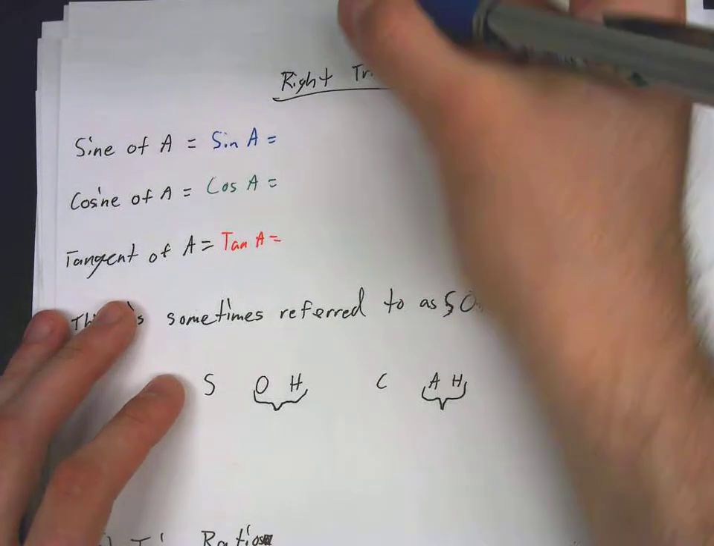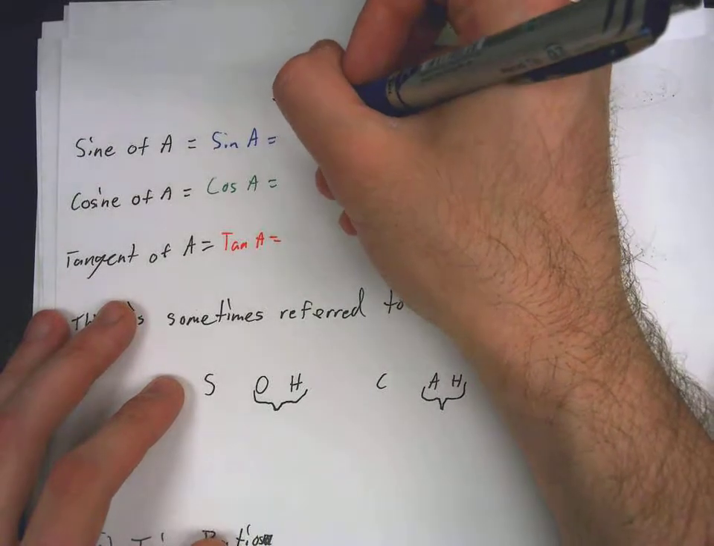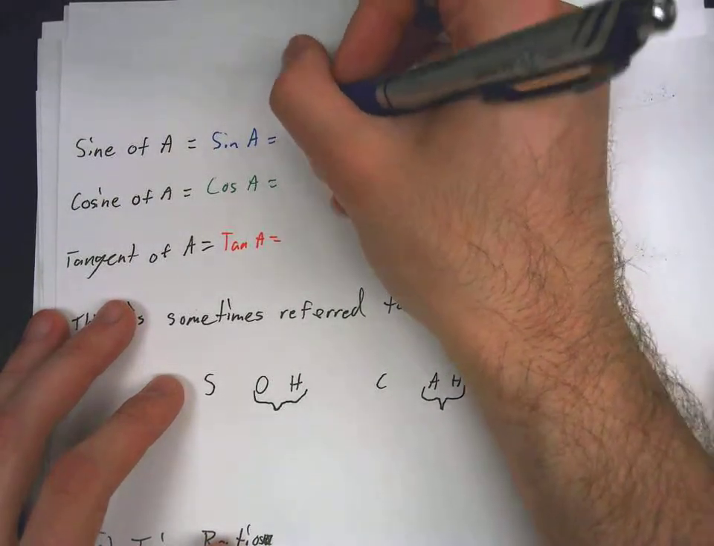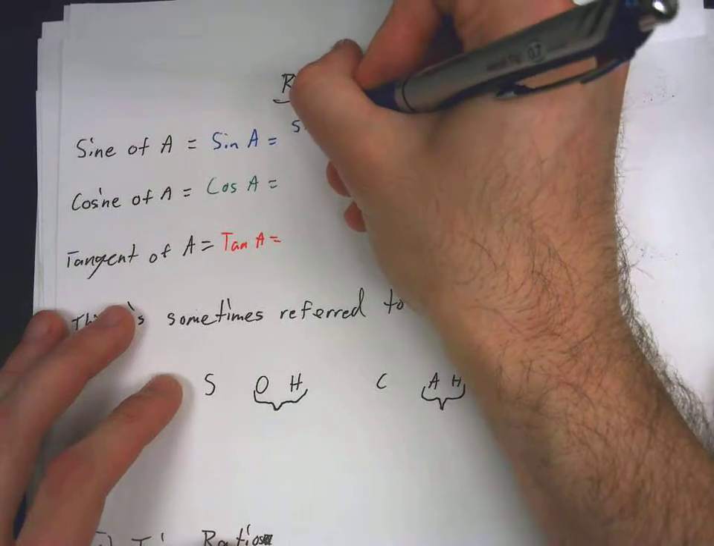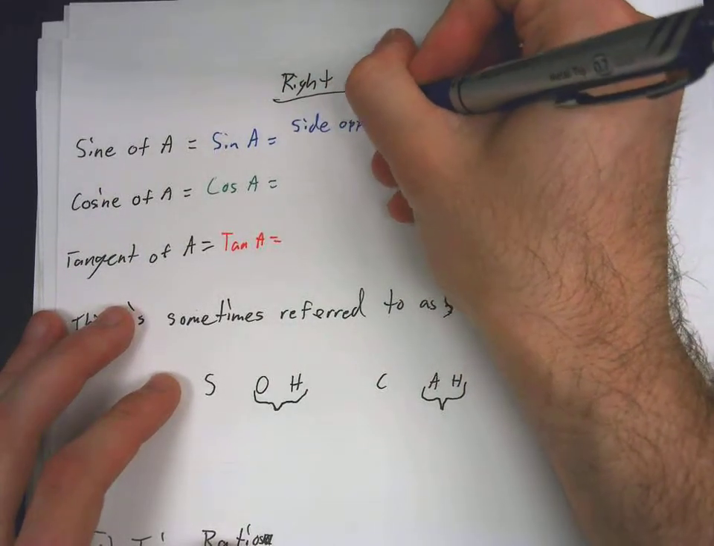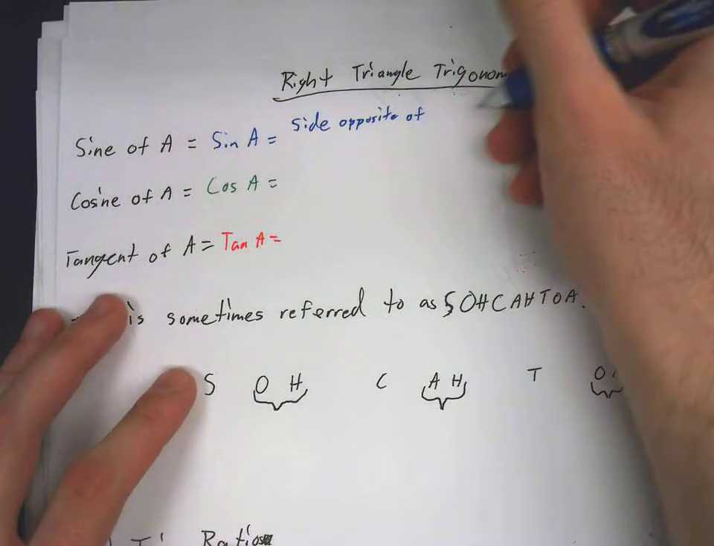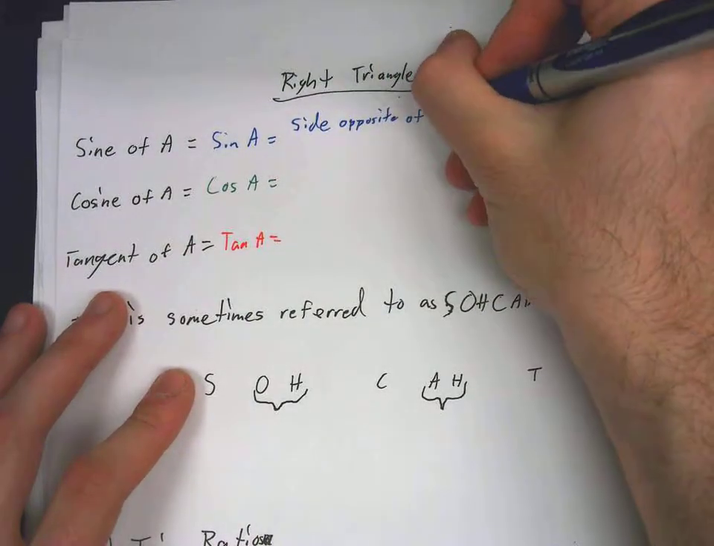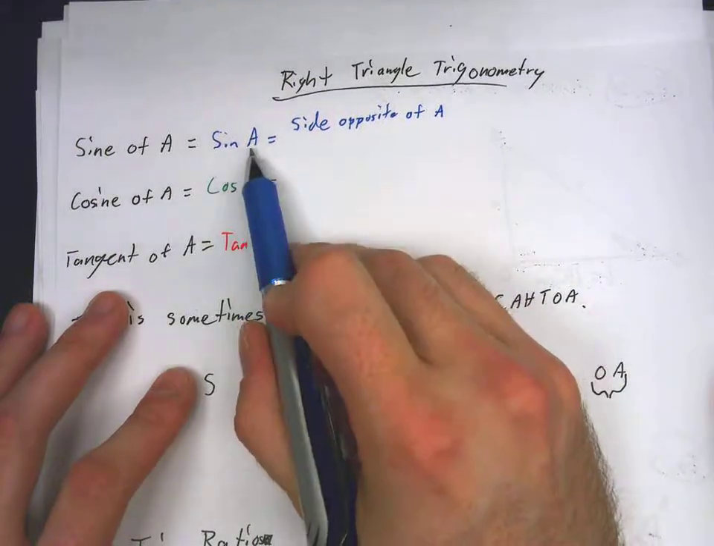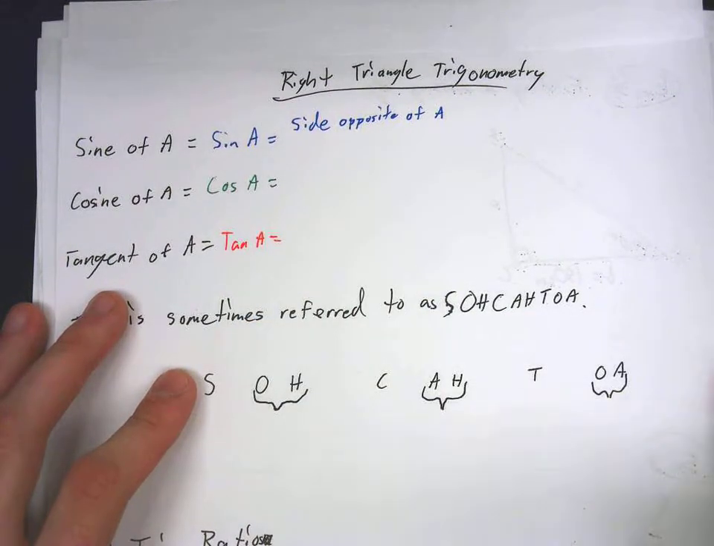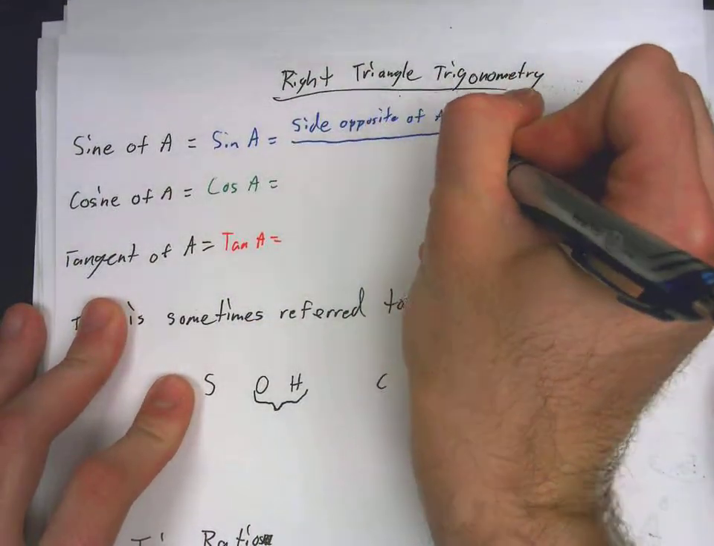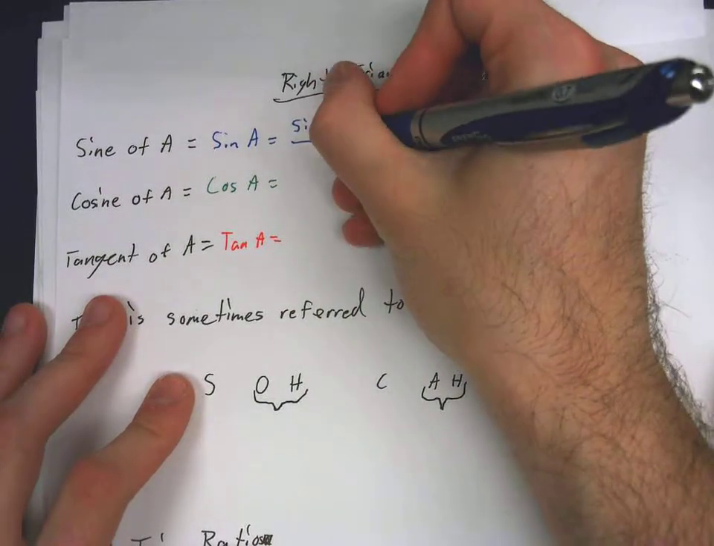So sine of A is going to be the side opposite of A, angle A. So keep in mind, A is an angle. It's the side opposite of A over the hypotenuse.